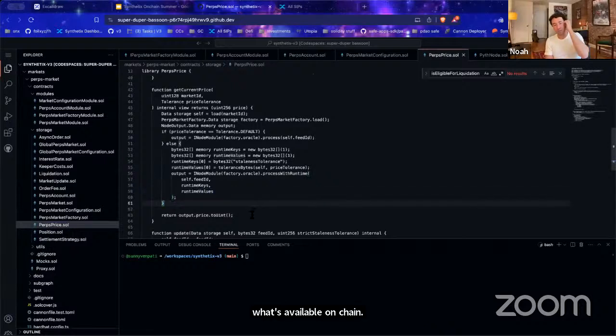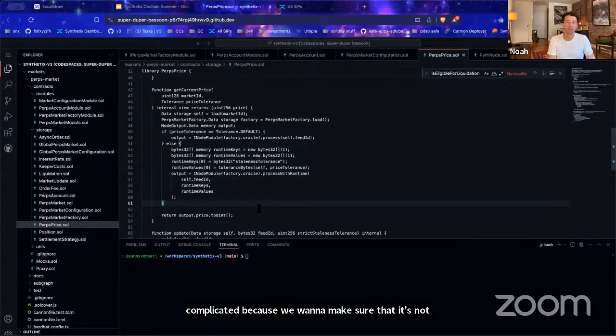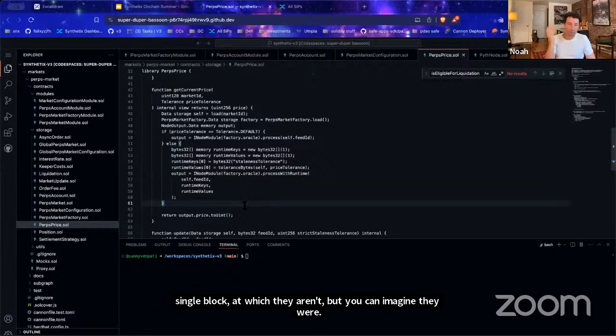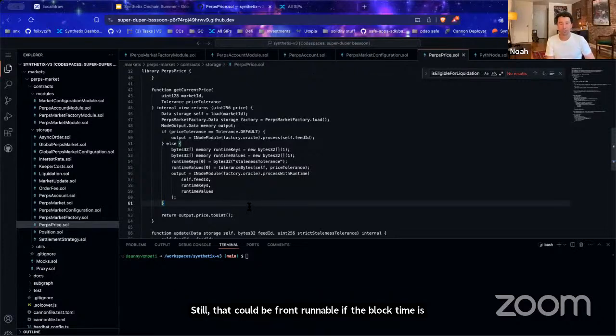For order settlement, it's a little more complicated because we want to make sure that it's not front-runnable. Even if prices were pushed every single block, which they aren't, that could be front-runnable if the block time is even a second, a split second. In traditional finance, people front run by microseconds. So instead, the pattern works like this: you make your order commitment and provide the collateral. Then a bot comes in with a signed price effectively from the past. It takes a price for the timestamp where you made the commitment, and then the order is settled based on that. So it's a two-step process.